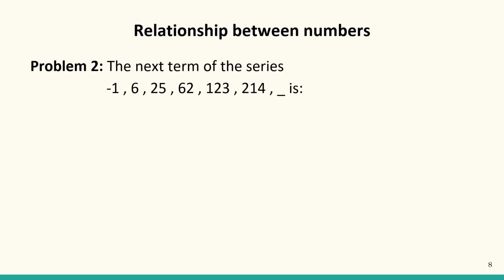The second problem asks us what is the next term of the given sequence or series. The given series starts with -1. The second term is 6, the third term is 25, the fourth term is 62, the fifth term is 123, and then 214. It asks us what comes next.